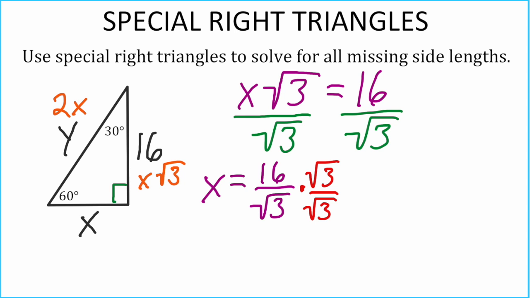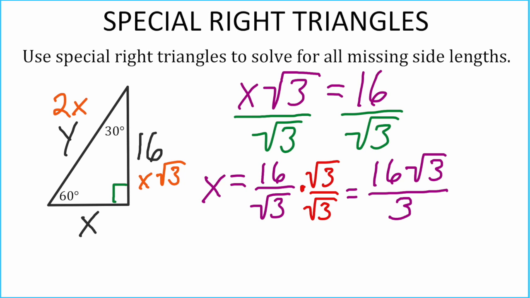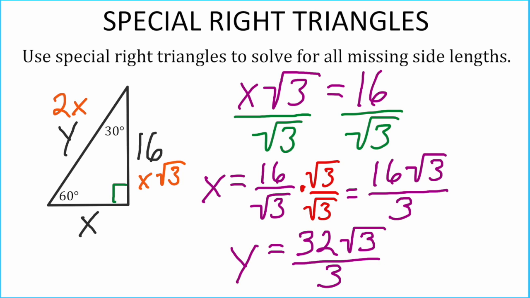This time we get 16 radical 3 over 3, and you can't simplify further than that, so that is your answer for x. To get your y, your hypotenuse, you have to double that. So y is equal to 32 radical 3 over 3.